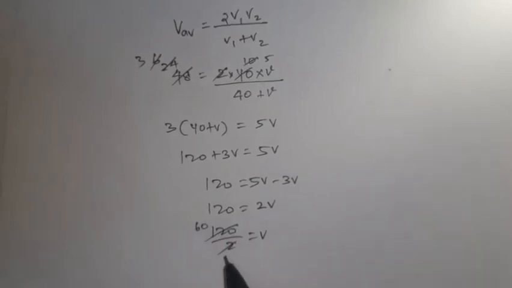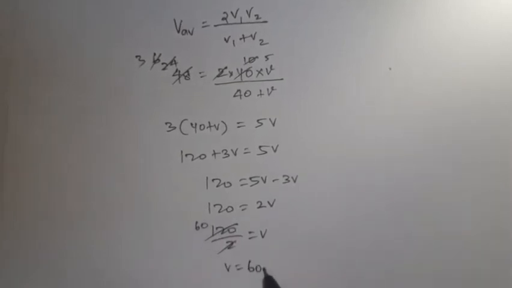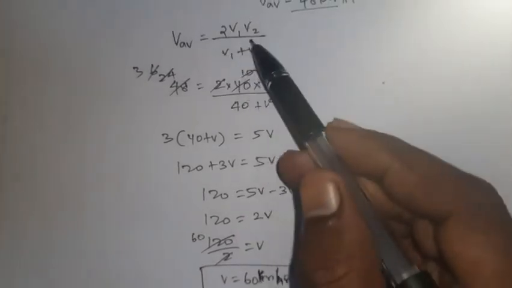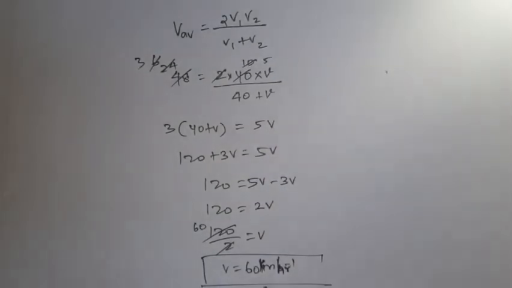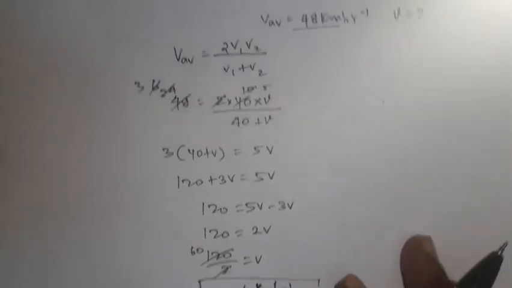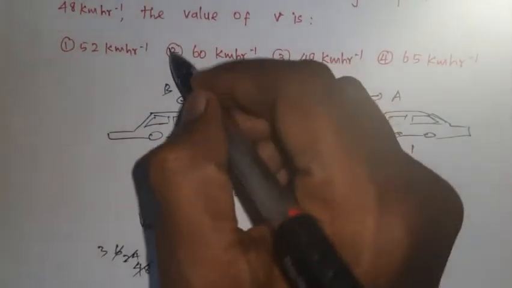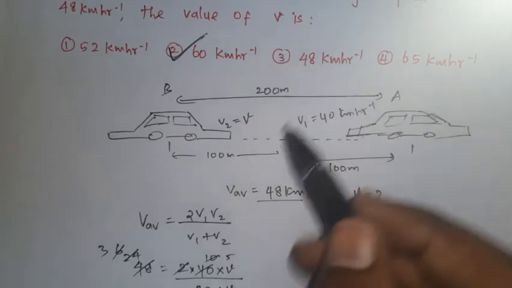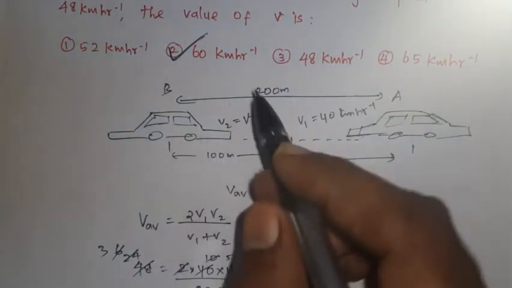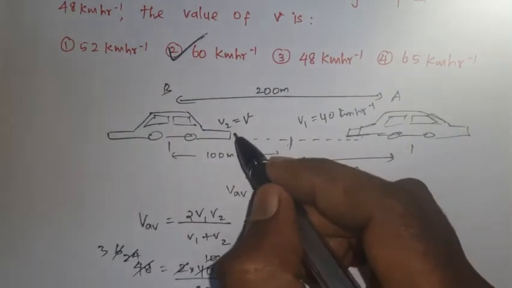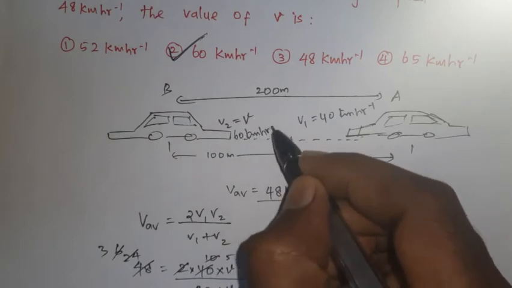60. So V is equal to 60 km/h, because the answer is mentioned in kilometers per hour, and we have substituted all speeds in kilometers per hour. So according to this, the answer is the second option, 60 km/h. In the second half of the distance, the speed of the car is 60 km/h.